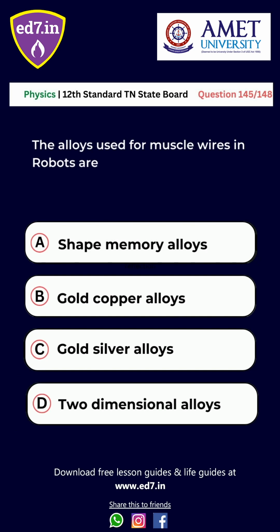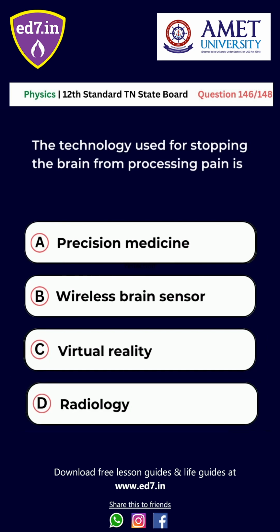Question number 145. The alloys used for muscle wires in robots are option A, shape memory alloys, B, gold copper alloys, C, gold silver alloys, D, two-dimensional alloys. Right answer is option A, shape memory alloys. Question number 146. The technology used for stopping the brain from processing pain is option A, precision medicine, B, wireless brain sensor, C, virtual reality, D, radiology. The right answer is option C, virtual reality.